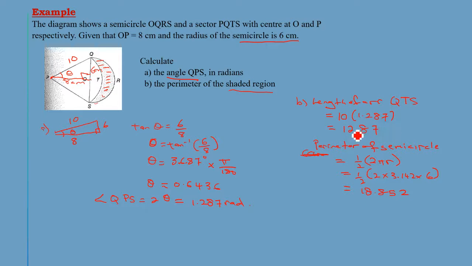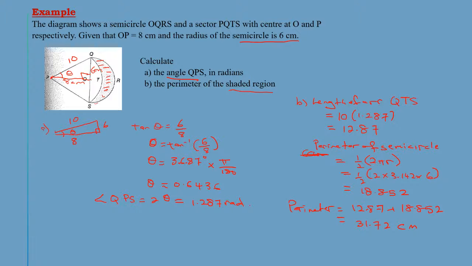So you already have the arc and the semicircle. So the combined perimeter of the whole thing will be 12.87 plus 18.852. So in total, what you get is 31.72. And this unit will be in cm. So that was the answer for the shaded region, the perimeter.